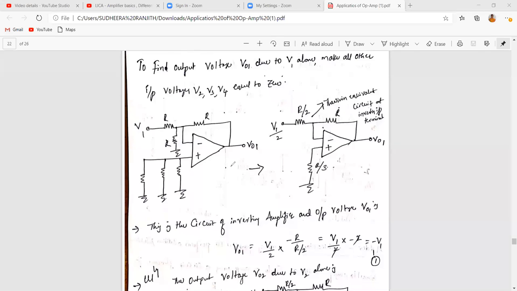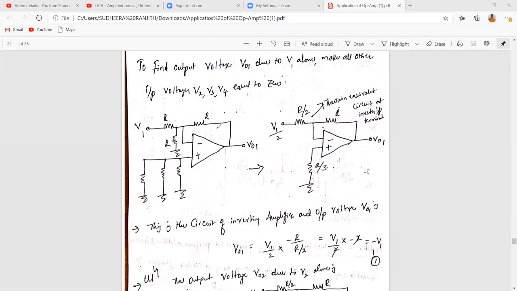Again, I'm simplifying the circuit into this form, right? This resistance is R, this resistance is R, and this resistance is R. If you calculate the equivalent resistance by doing the parallel operation, R into R by R plus R, R square by 2R, is nothing but R by 2, right? These two resistances are in parallel, and the equivalent resistance is R by 2. When R by 2 and R are in parallel, you get R by 3, a single resistance. After doing the analysis, we are getting a single resistance at the non-inverting terminal because the three resistances are in parallel, right? So R by 3.